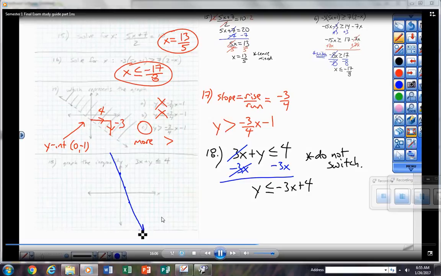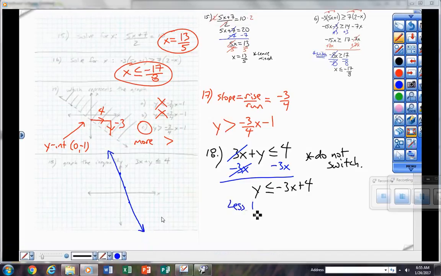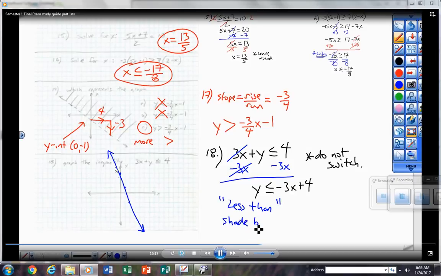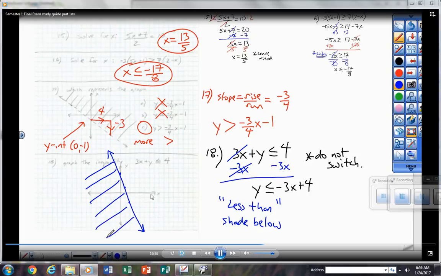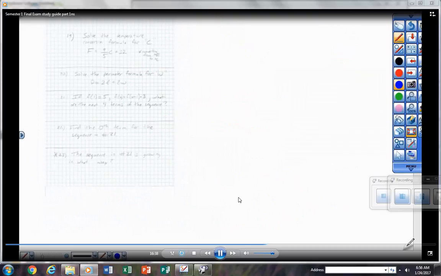Because that line is less than or equal to, I will shade below that line. So solid line, shade less than, down below. And again, less than always below, more than always above. Doesn't matter how the line is drawn. Less than below, more than above. Solid line because of that inequality. Next problem.